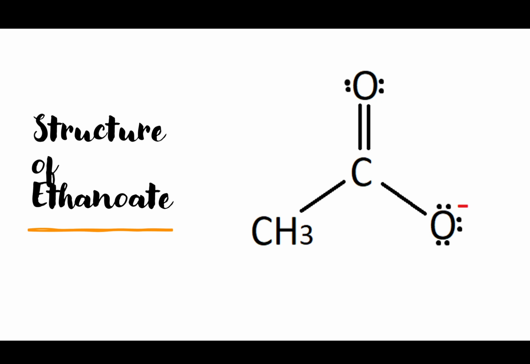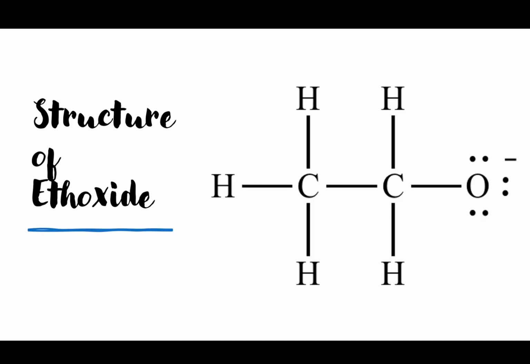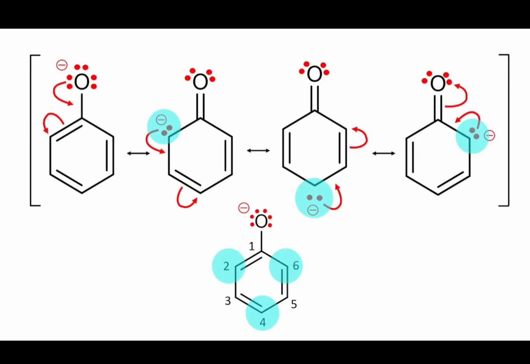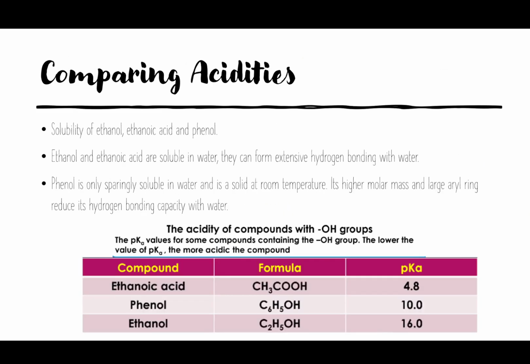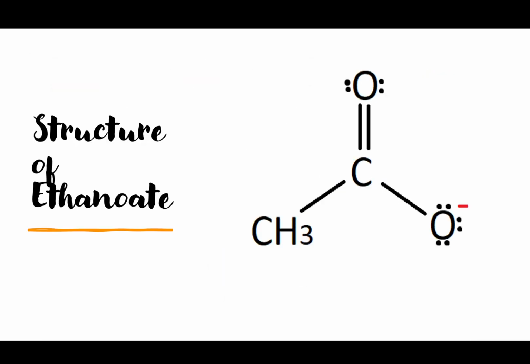So note, ethanoate is resonance stabilized, ethoxide isn't, and phenoxide is resonance stabilized. Does that have any bearing on this? This is resonance stabilized, this is not resonance stabilized. Have a look at it. The stability of the conjugate base has a role in the acidity of the substance. Keep that in mind. Okay?